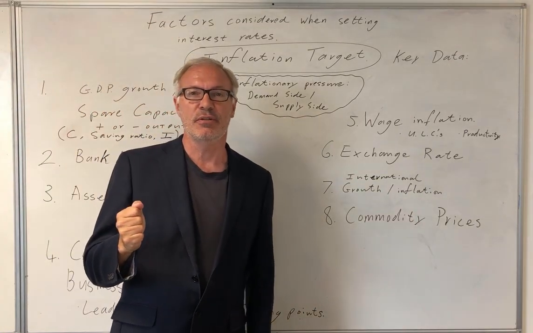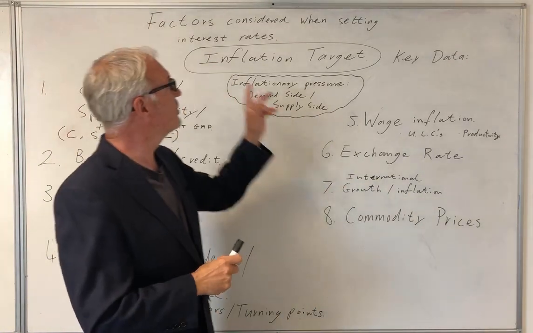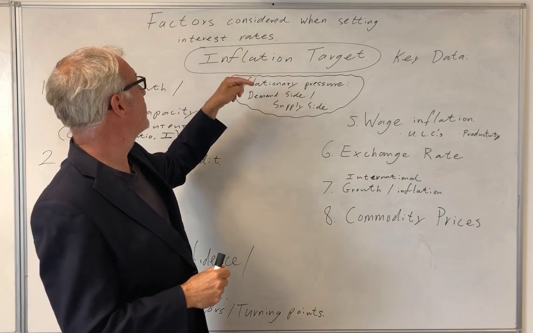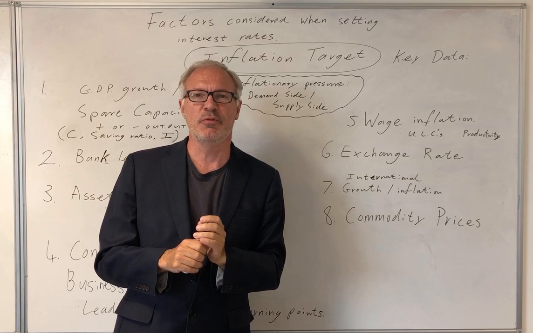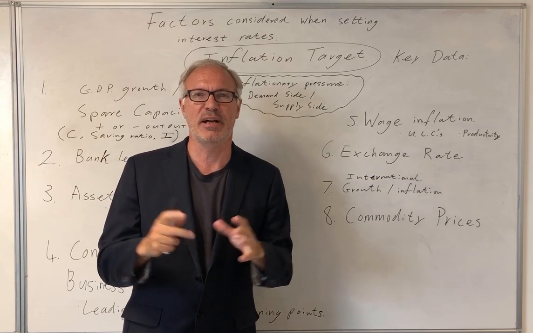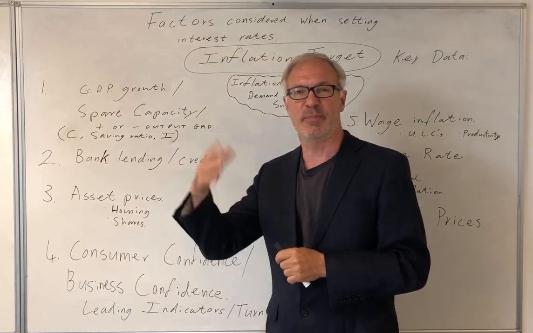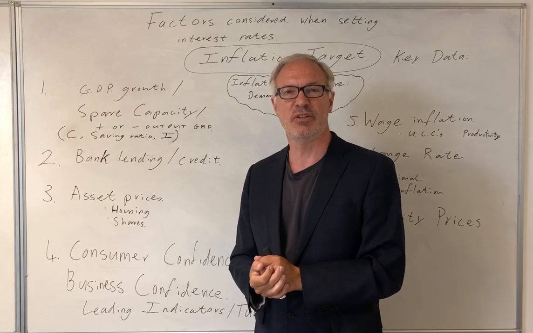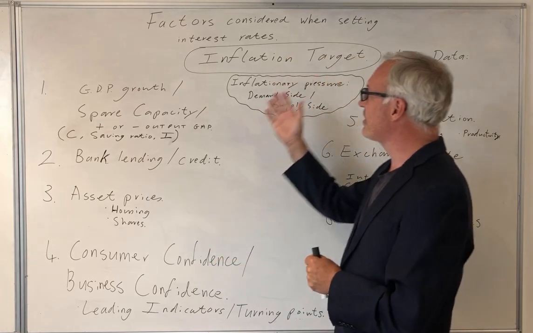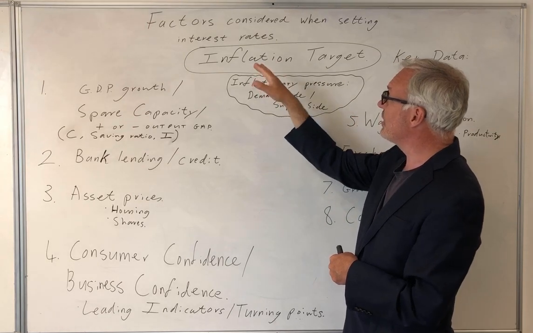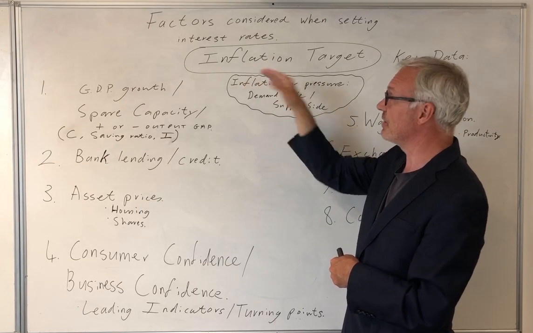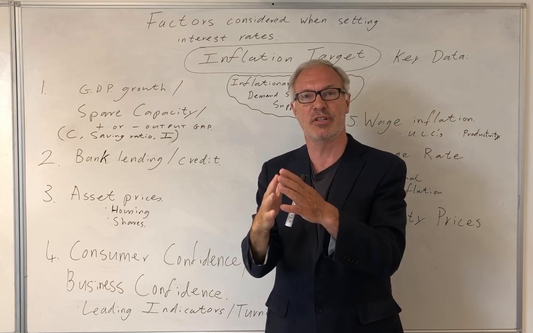So in this video, what I'd like to look at is the key factors considered when setting interest rates by a central bank. This is one of the most important things that a central bank does, such as the Bank of England, the Federal Reserve, the European Central Bank. They need to set an interest rate that will hopefully achieve their inflation target. And this is within 2 years' time.